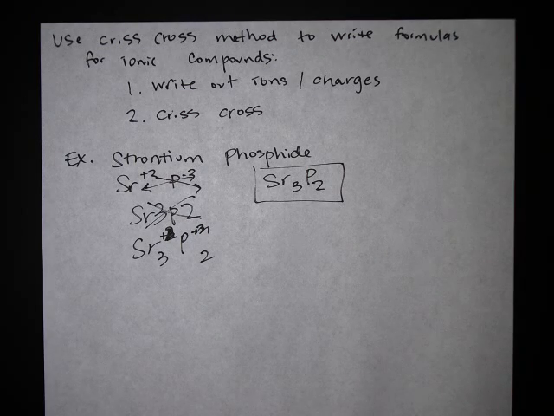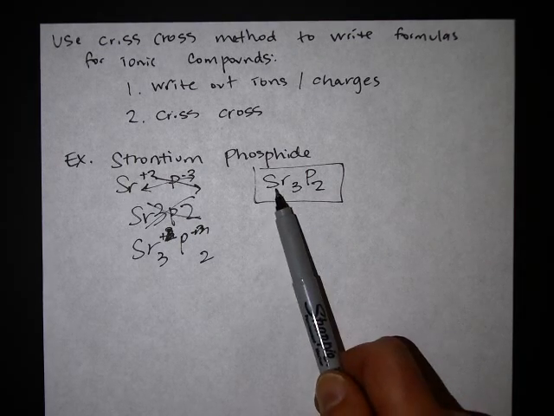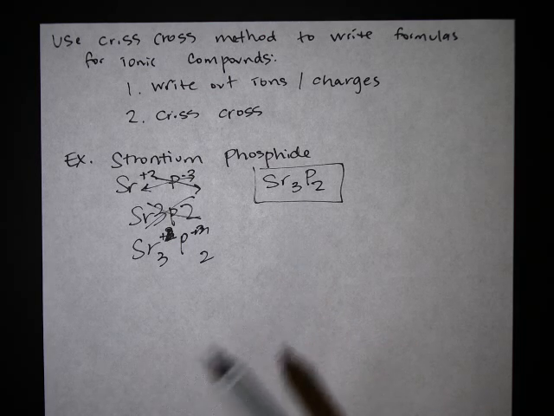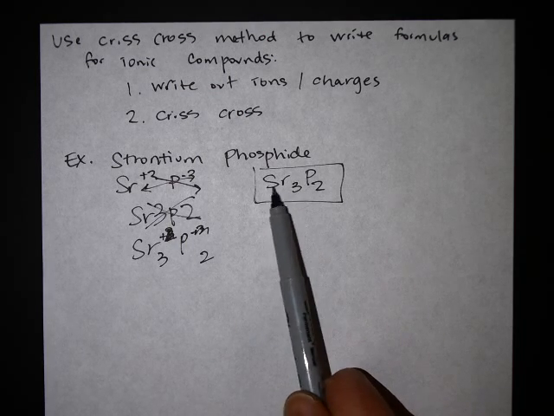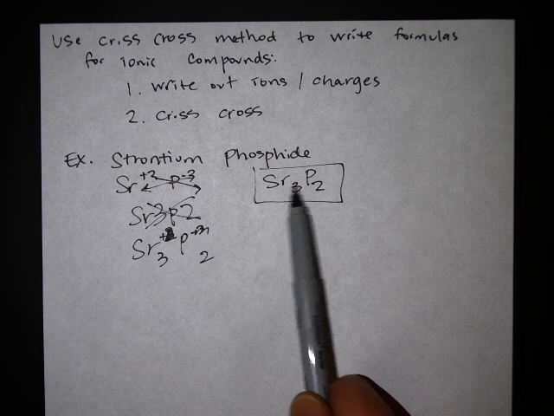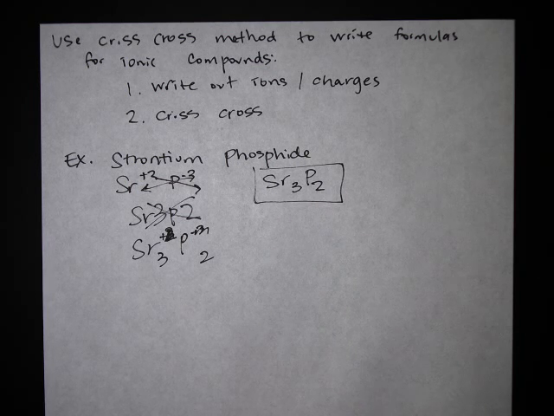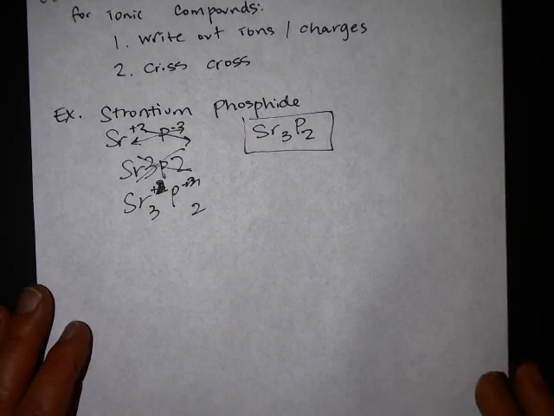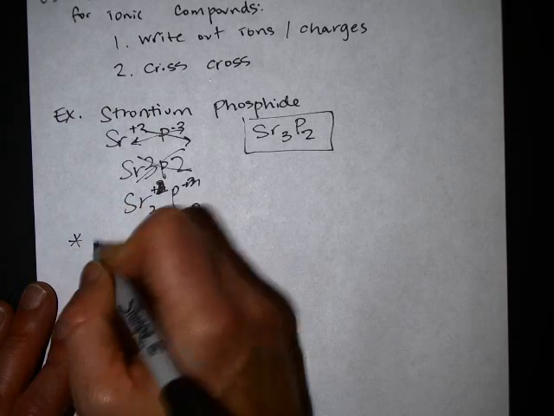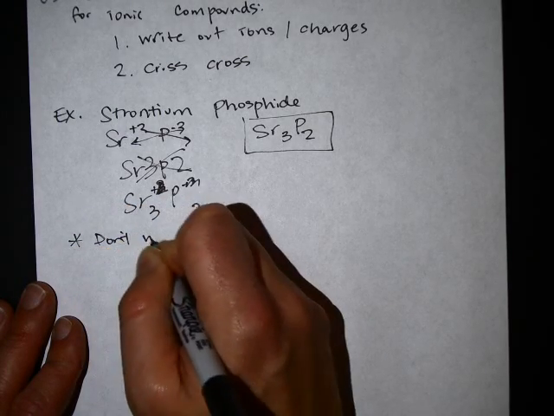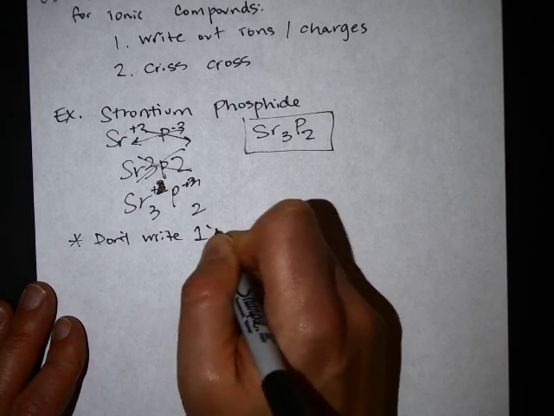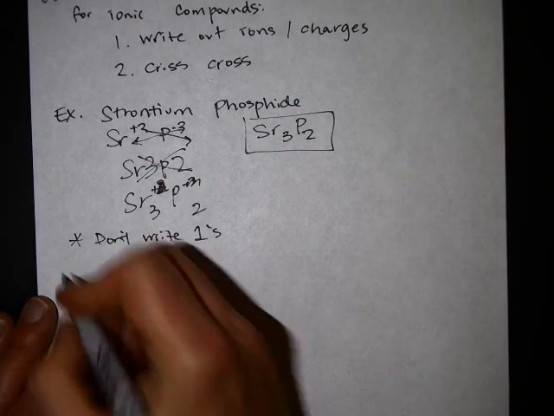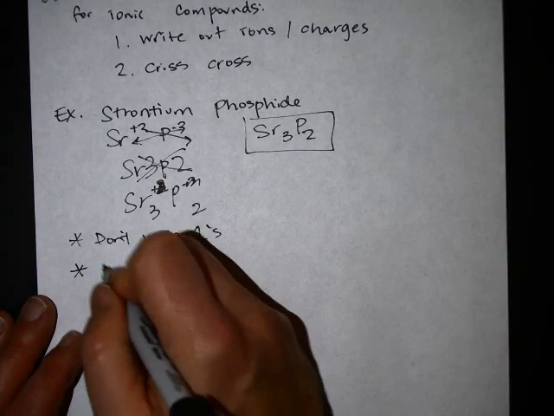Questions about what a formula is? What it represents is literally, in this, it's not technically a molecule, we'll learn about it later, but in this molecule, there are 3 strontiums for every 2 phosphoruses. That's literally all it represents. Okay? Want to try one? A little. Oh, there's some other things you should know. 1, don't write 1s. You don't need them. Also, numbers cancel out.